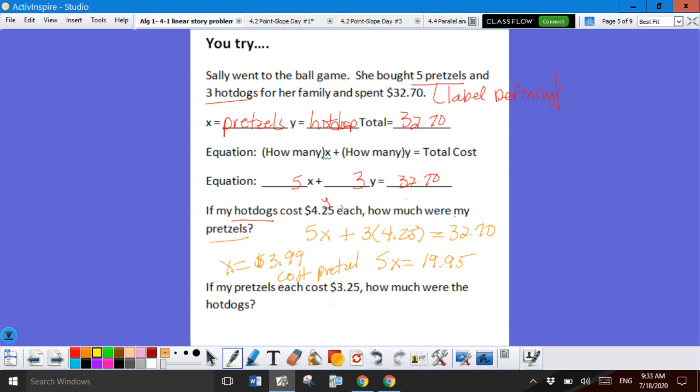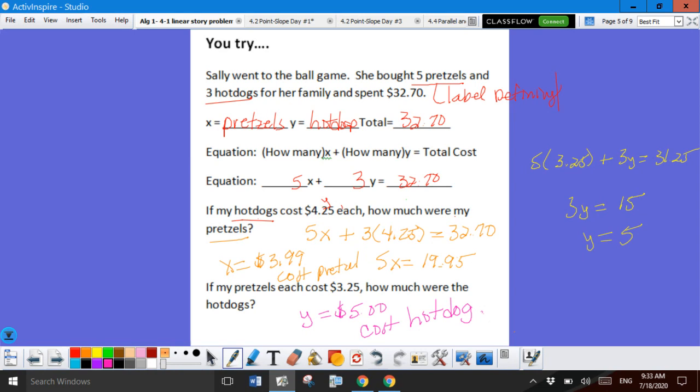So the next one is pretzels. So I'm going to throw in my 3.25 into the x this time. Go ahead and hit pause and see if you can figure out what I should be coming up with this one. So 3y should equal 15. Y should equal 5. So down here, I've got $5. That's the cost of a hot dog.